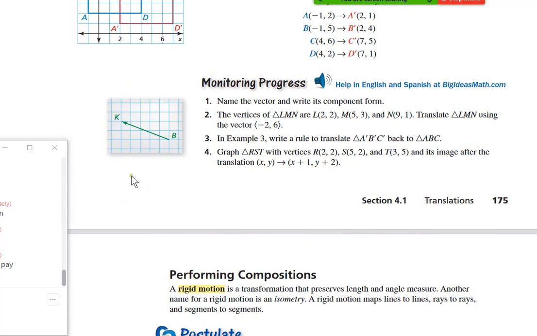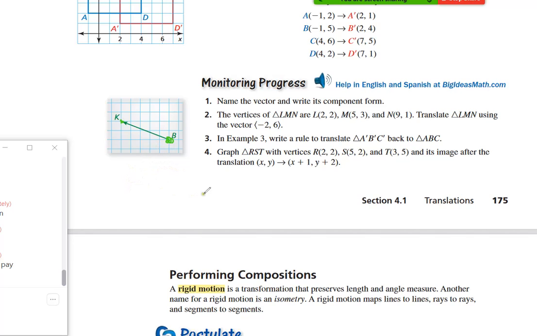Okay, so let's take a look at another one here. They say name the vector and write its component form. So notice you're starting at B and going to K, and in this case, K is the exact point where it ends. The arrow means that it goes from this point to that point. It's a direction. It kind of looks like a ray, and we use ray notation, that little arrow over it, but it doesn't actually mean a ray.